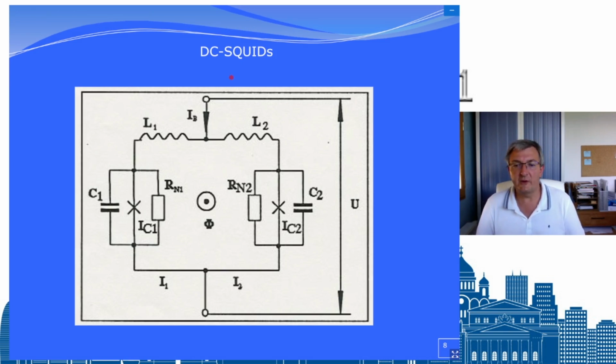So how do we represent a DC SQUID electrically? Well, it's very simple. You have these two junctions connected by a wire, so it has an inductance. You have the current here, and you will measure the voltage across this junction. As I said, there are two junctions, and they each have a capacitance.